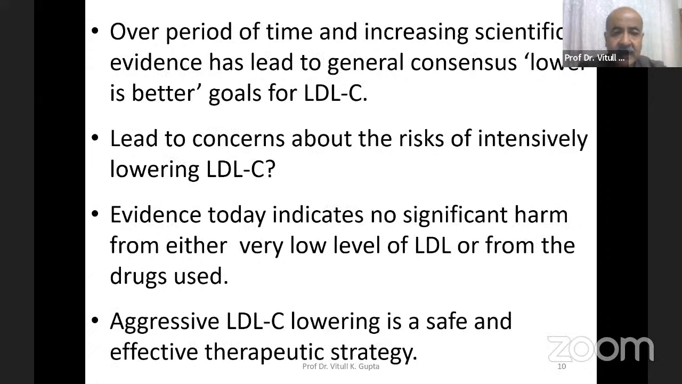Over a period of time, increasing scientific evidence has led to a general consensus that lower is better as the goal for LDL-C. This has led to concerns about the risk of intensively lowering LDL-C, and many people and researchers have raised the issue that lowering LDL-C may affect the biology of the body, such as the cellular cell wall, which is most important. But evidence today indicates no significant harm from either very low levels of LDL-C or from drugs used to lower LDL-C levels. Aggressive LDL-C lowering is a safe and effective strategy. That is an evidence-based statement and a consensus among the researchers.